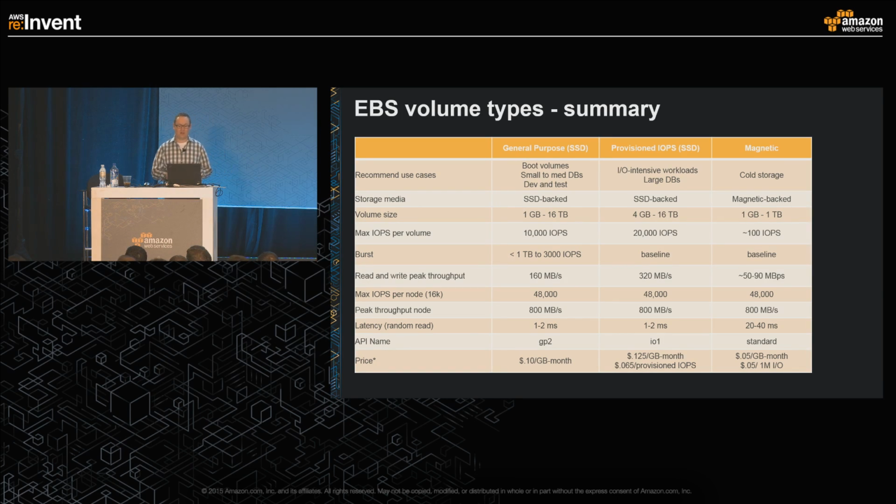The big thing I'd like to call out here is the fact that the latency for SSD-based volumes is consistent. It's designed for single-digit millisecond latency, 1 to 2 milliseconds. Our general purpose volumes are very, very easy to price and very easy to understand. It's 10 cents per gigabyte per month. And all of our GP2, or all of our SSD volumes go up to 16 terabytes now.